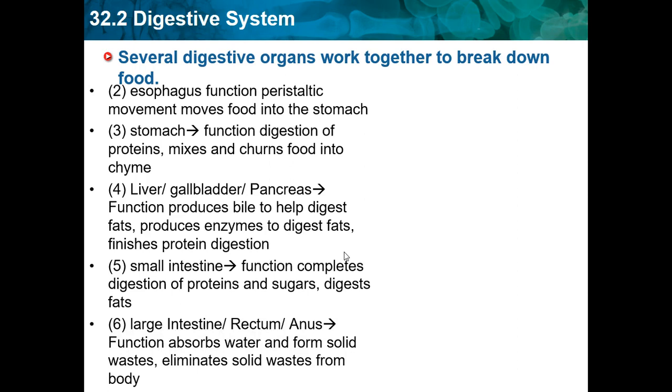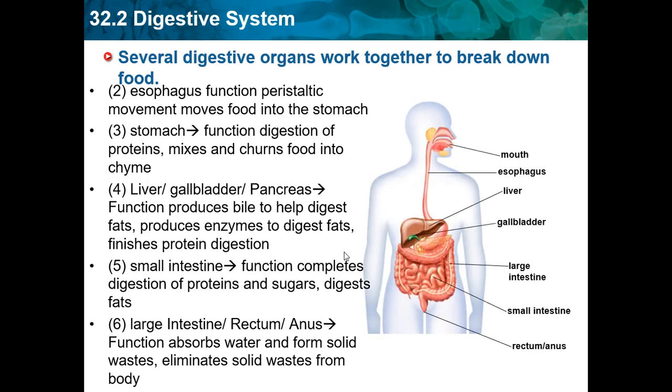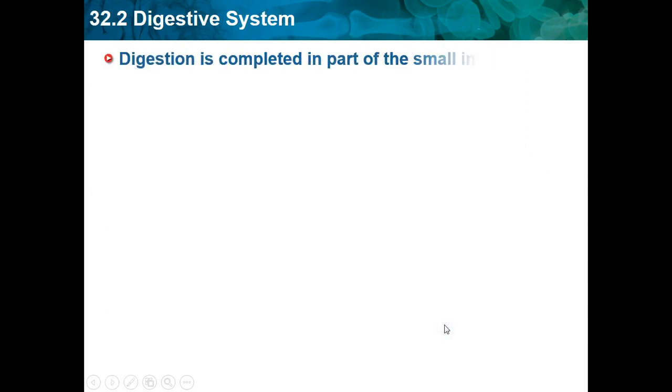And then the large intestines, the rectum, and the anus function to absorb water and form solid waste to eliminate waste. So this is the flow. We have the mouth, and then it goes down the esophagus, which is this long tube, goes into the liver, and then to the gallbladder, and then from there it goes into the stomach, the large intestines, small intestines, and then comes out the rectum and the anus.